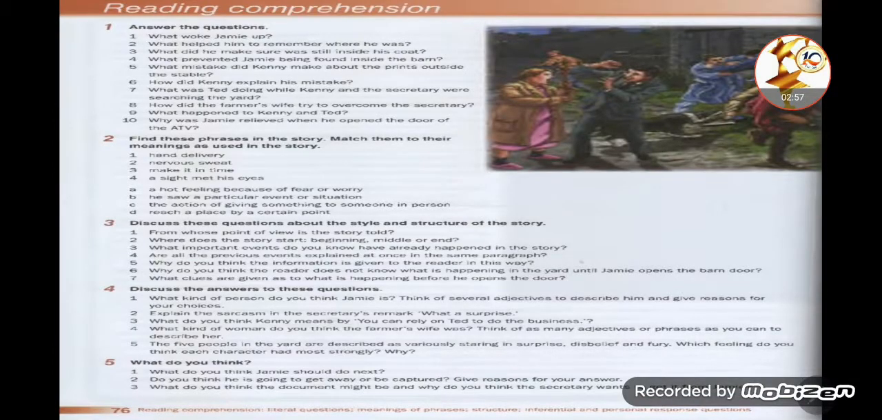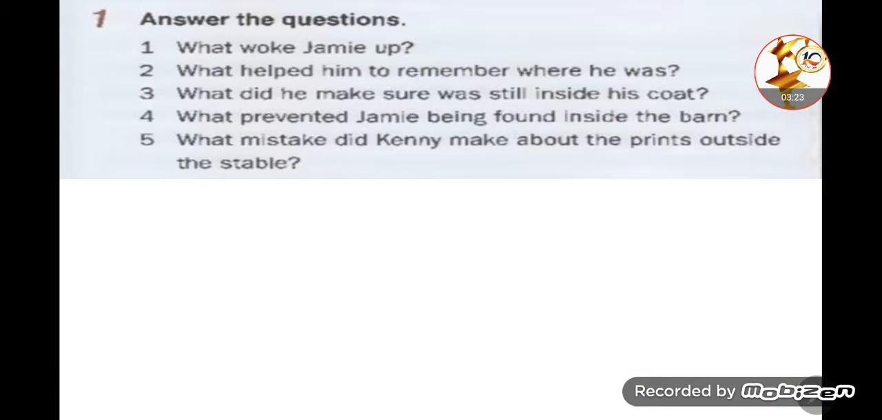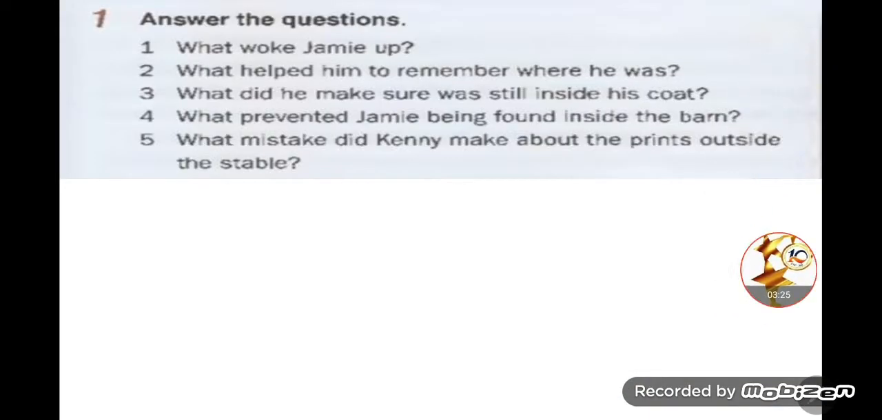Okay, as you can see, this is page 76. We will answer question number 1 in full. Questions number 2, 3 and 4 will be homework for you. Number 5 we will postpone to another time. So let's start with question number 1.